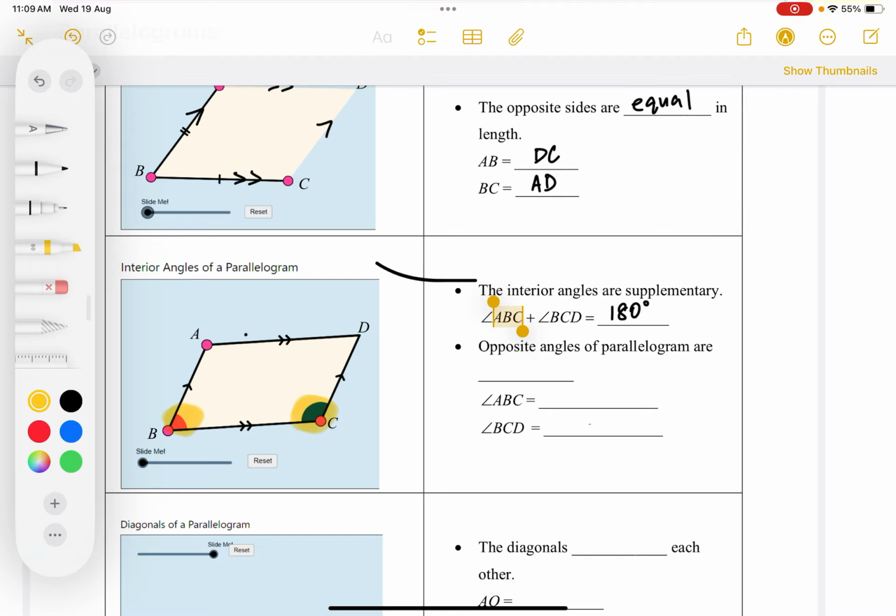And then for the opposite angles of the parallelogram, they have to be equal. We're referring to these two angles being equal and these two angles being equal. So angle ABC will be equal to angle ADC, whereas angle BCD will be equal to angle BAD.